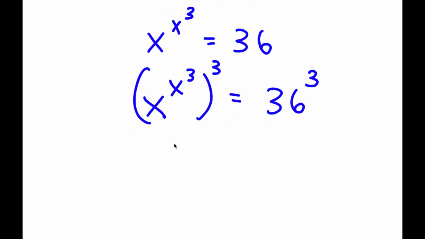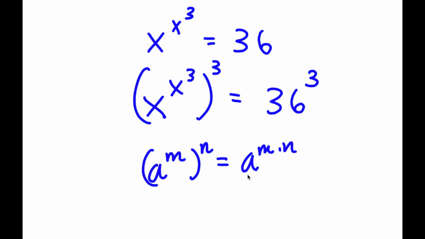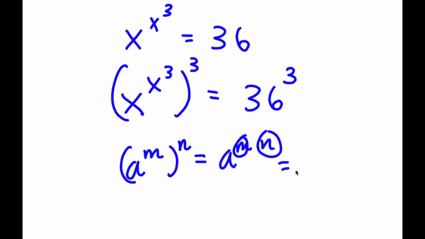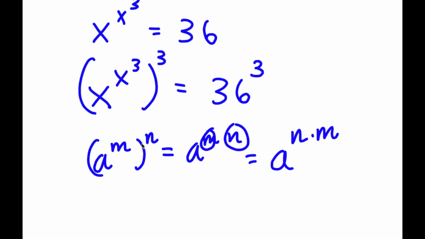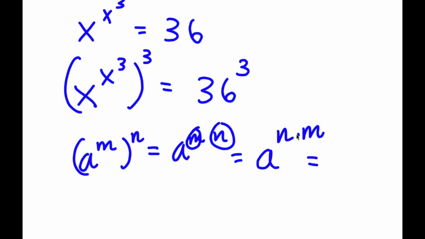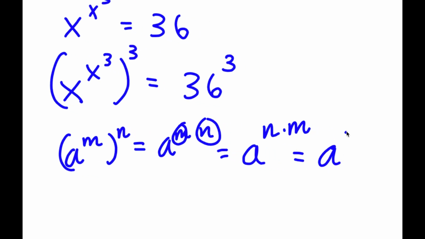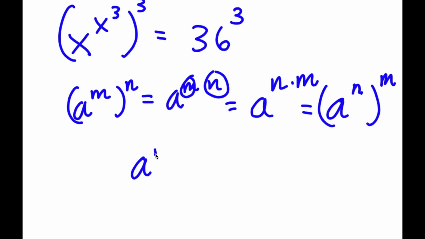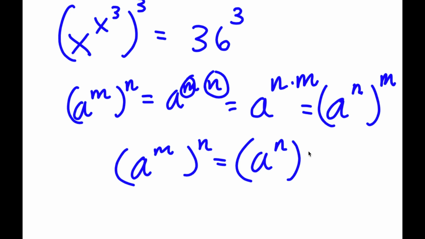Now, if I have something in the form a to the power of m to the power of n, this is equal to a to the power of m times n, right? And then m and n here, these two are interchangeable, meaning this is also equal to a to the power of n times m. So if a to the power of m to the power of n is equal to a to the power of m times n, and a to the power of n times m is the same thing as a to the power of m times n, this means that this is also equal to a to the power of n to the power of m. So in simpler terms, a to the power of m to the power of n is equal to a to the power of n to the power of m.